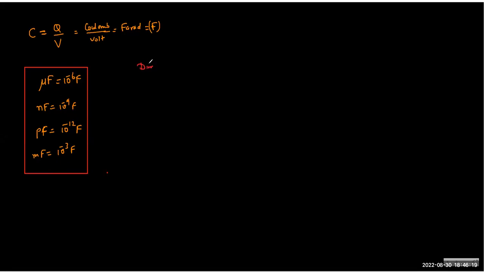Dimension, let's talk about dimension. We can find the dimension of capacitance by the dimension of charge and the dimension of voltage. You can use the basic definition to get the dimension. So charge is current into time. And what is the definition of voltage? What was the potential difference or potential definition? Work done upon charge.